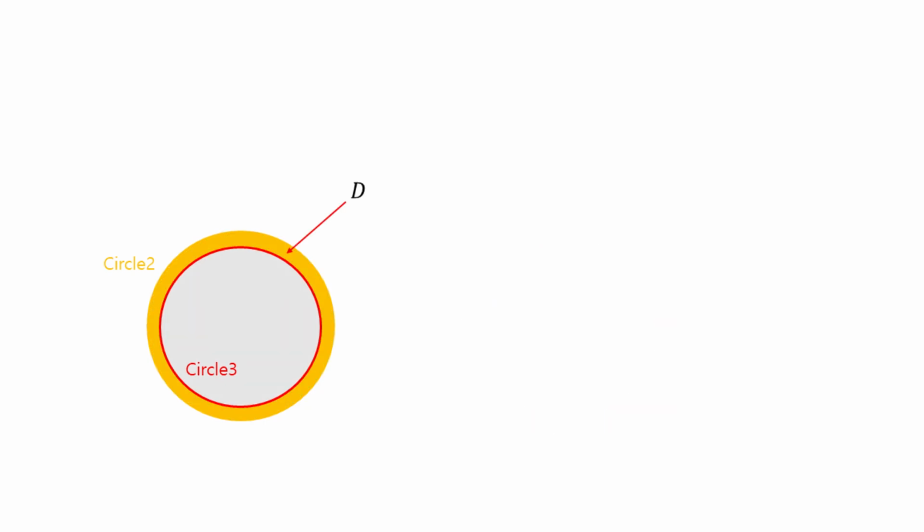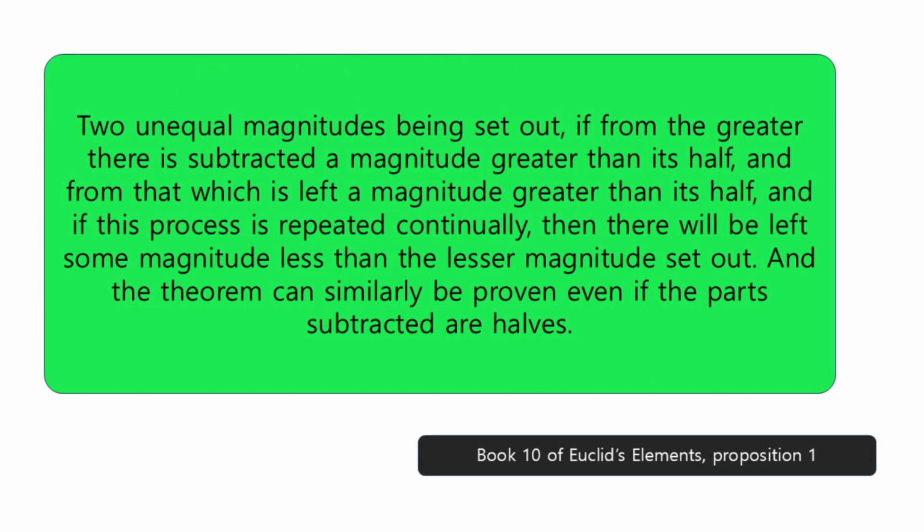Now, think about the difference in area between circle 2 and circle 3. Let's call this difference d. At this point, the key theorem of the method of exhaustion comes into play. If more than half of a given magnitude is removed, and then more than half of the remainder is removed, and this process continues, eventually, the remaining amount will be smaller than any predetermined small quantity.